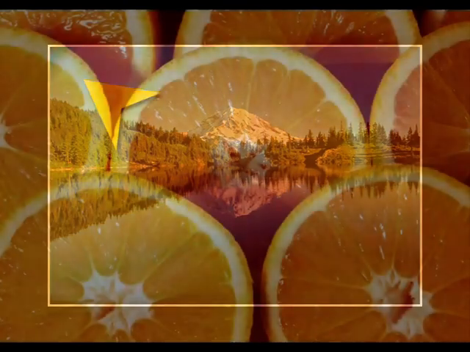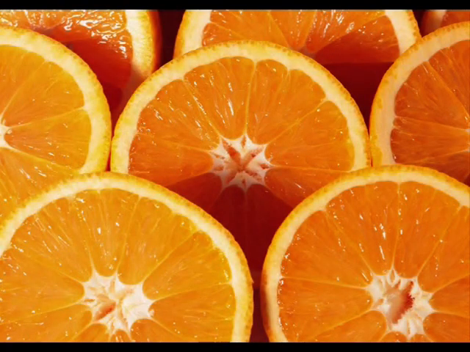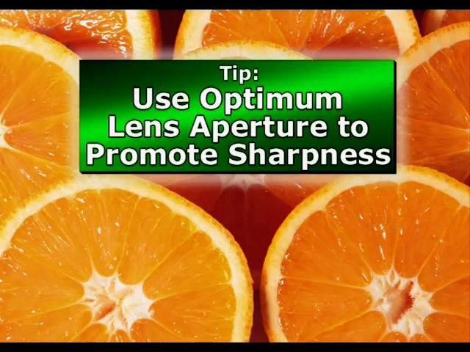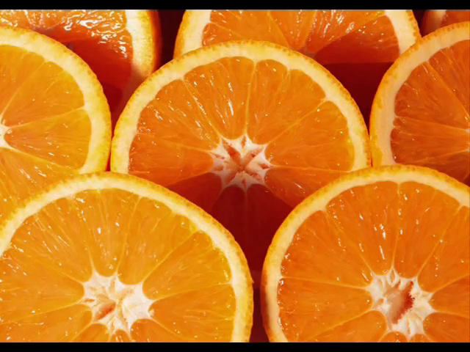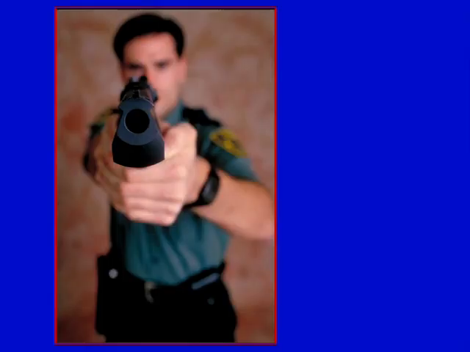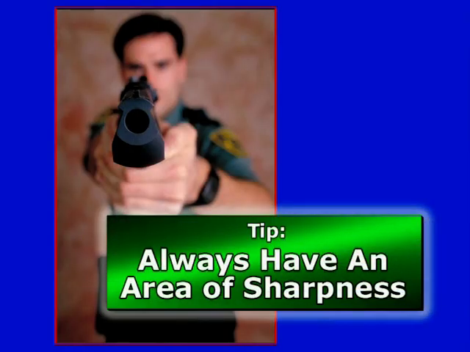Some subjects have a limited depth of field. These slices of oranges are sitting only a fraction of an inch from each other and have a shallow depth of field. To promote the sharpest image possible, the aperture should be set at 2 or 3 stops from the lens's largest f-stop. This is the optimum area of lens sharpness. In every successful image, there is an area of sharpness.